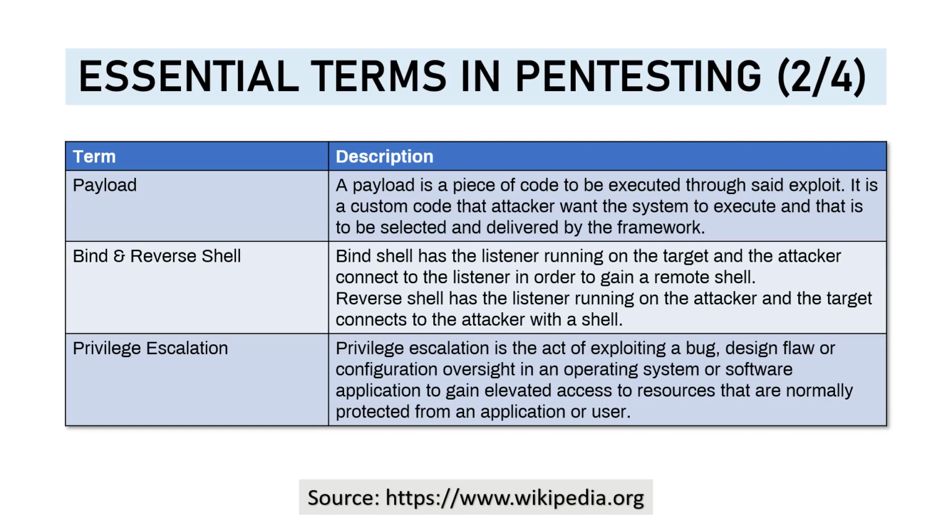Then we have privilege escalation, which is the act of exploiting a bug, design flaw, or configuration oversight in the operating system or software application to gain elevated access to resources that are normally protected from the application or user. Sometimes we need to escalate our privilege, because when we attack, we do not get the higher level of privileges. It might be horizontal privilege escalation, which is gaining access as another user, or vertical privilege escalation, meaning that we need to get the root access or administrative access.